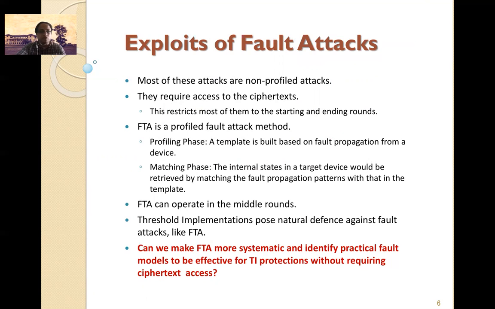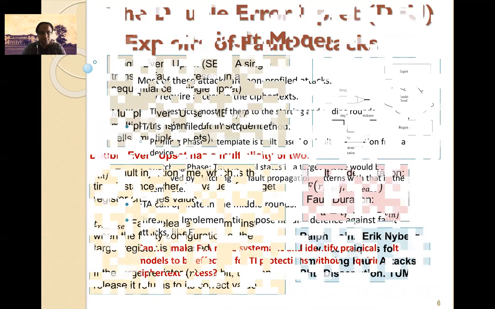But the question that we try to address in today's presentation is whether we can make FTA more systematic and identify practical fault models to be effective for threshold implementations, which are often very nice countermeasures against side channel attacks, and also seem to have a natural defense against fault attacks because of their inherent randomness in generating the shares on which the computations are being performed. So we would like to investigate whether FTA can be extended to attack such protections without requiring ciphertext access.